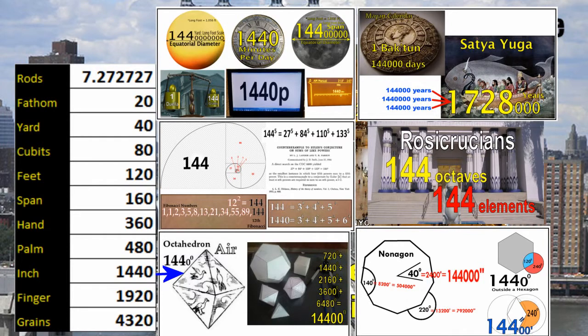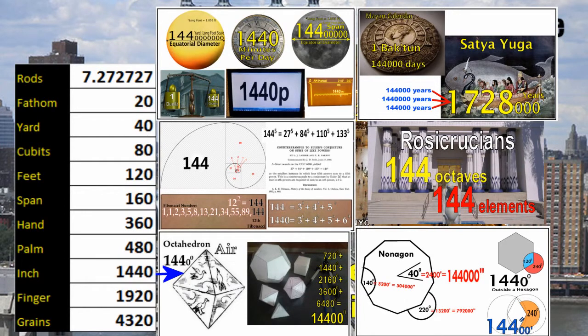144 is so much like geometry, Rosicrucian, music, and alchemy. The golden ratio, a beautiful number across dimensions. So much in regards to that sun and moon. 1440 minutes per day.